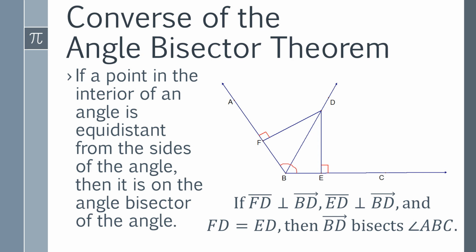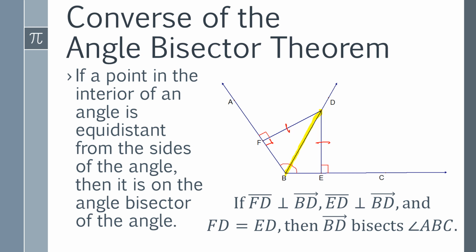Okay, if a point in the interior of an angle is equidistant from the sides of the angle, then it's on the angle bisector. So all we're doing is working this in reverse. We've got this right angle, we've got this angle here, and a segment congruent to this one here, right? So what we would use is hypotenuse leg, because we have the same segment sharing here. If it's a right triangle, we use hypotenuse leg, which is a different theorem. We have not talked about that yet. We will when we get to right triangles.